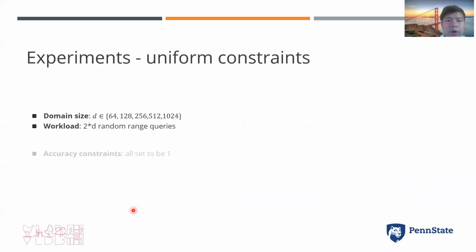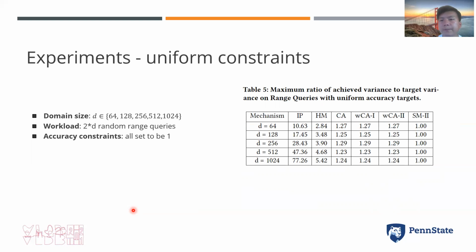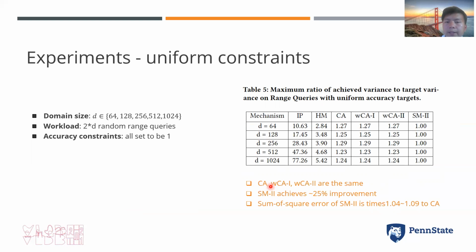So first we have this experiment on random range queries. We first set all of these accuracy constraints to be 1, and we measure on different dimensions. In this case, because we don't weight the workload, all 3 versions of it are the same. And we can see that SM2 achieves around 35% improvement over the best solver. Also in the experiment, we find that the sum of square error of SM2 is not much larger than that of CA, which is the complex optimization problem solver. So it's a good balance.